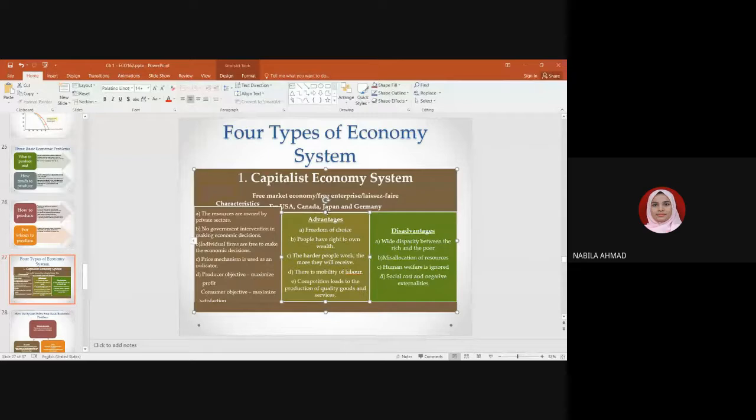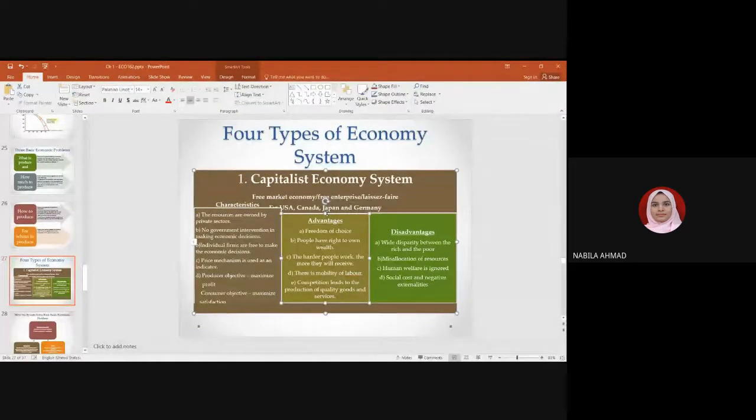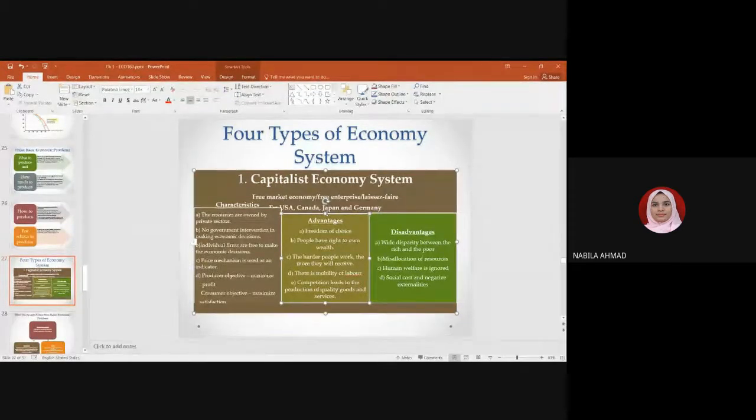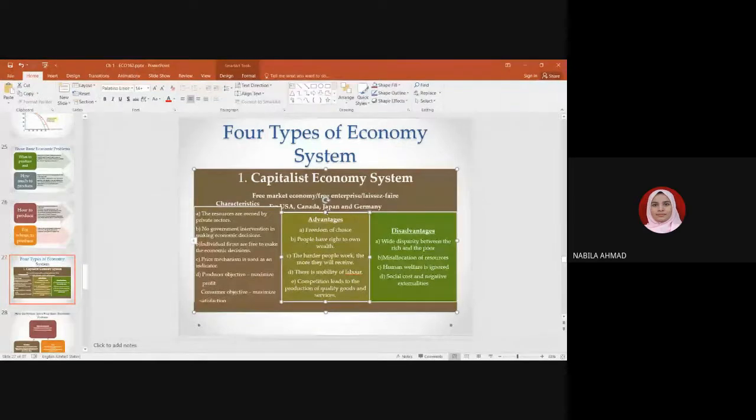Kita boleh nak mempunyai harta aset sendiri. And then the harder people work, the more they will receive. Mobility of labour, ya, maknanya peluang pekerjaan tu akan lebih banyak, lebih jelas. And then competition leads to the production of quality and goods product. Quality of goods and services. Maknanya berlaku persaingan, ya, sebab private sector ni dia nak cuba untuk tarik perhatian orang ramai untuk membeli. Jadi dia punya persaingan itu akan menyebabkan the production of goods and quality product lah. Good and quality products, ya.